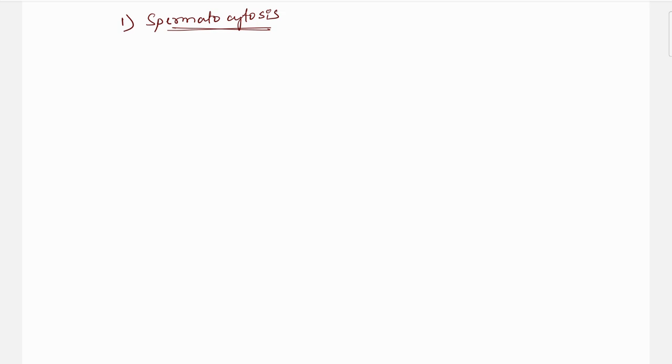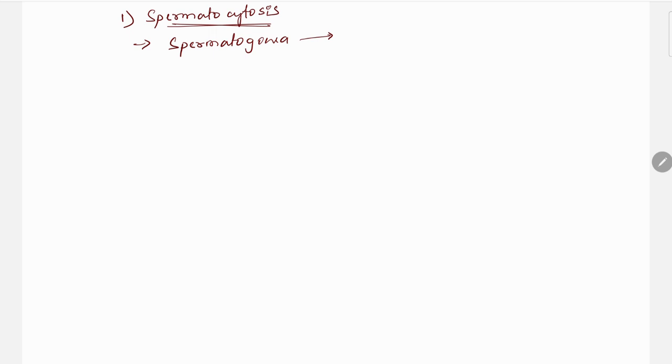There are type A and type B. Again in type A, dark and pale are there. We'll discuss about it, don't worry. So the first point we write is spermatogonia to primary spermatocyte formation. This is spermatocytosis.